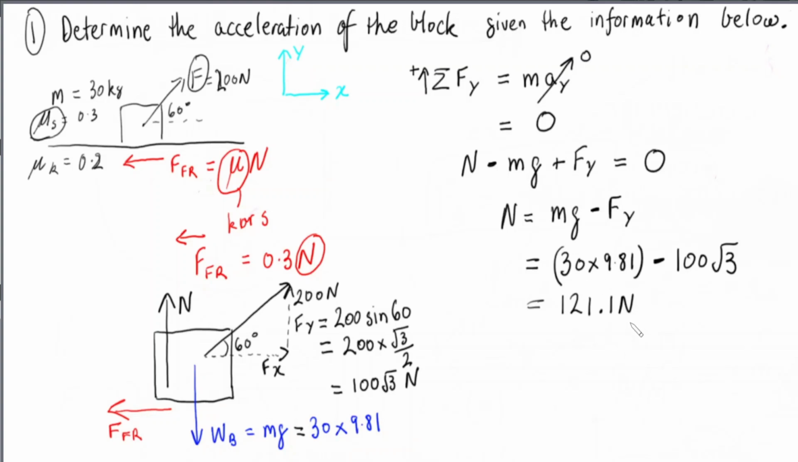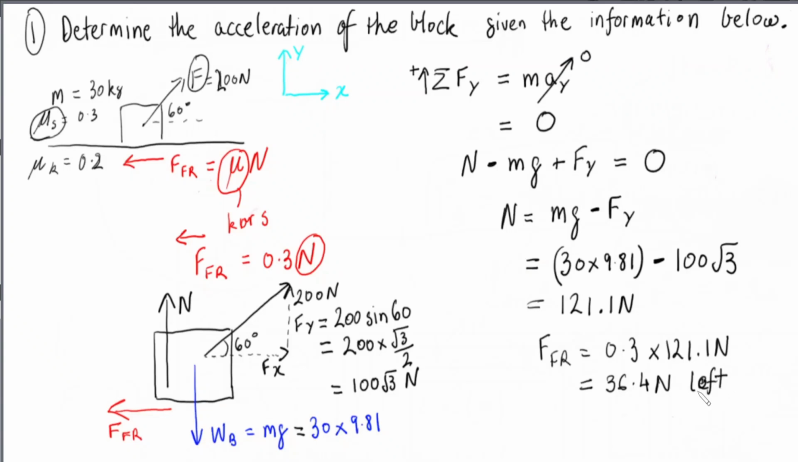Now that we've found out what our normal force is, we can put that in the equation for friction. The friction, F of Fr, is equal to 0.3 times 121.1 newtons. And remember, this is the force that we need to overcome for the block to actually move. I'll put that into the calculator and we get a value of 36.4 newtons to the left.